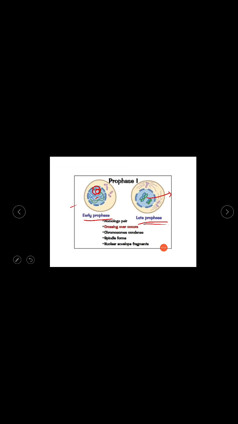Is it clear? In prophase we can observe different substages: the first is leptotene, the second is zygotene, the third is pachytene, the fourth is diplotene, and the last is diakinesis.